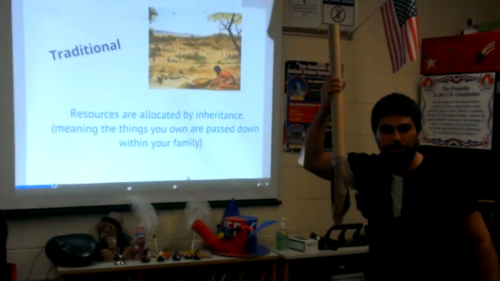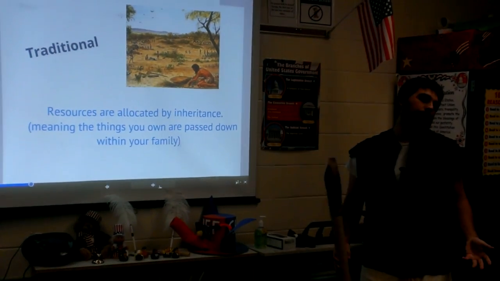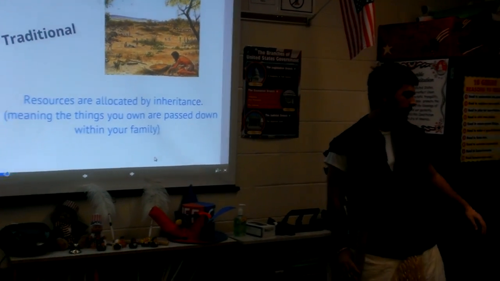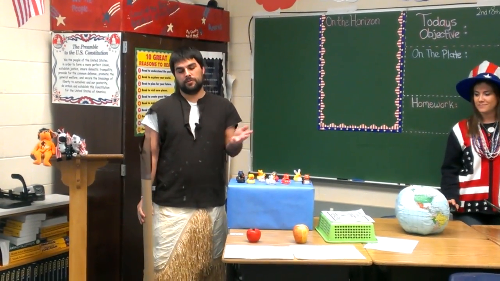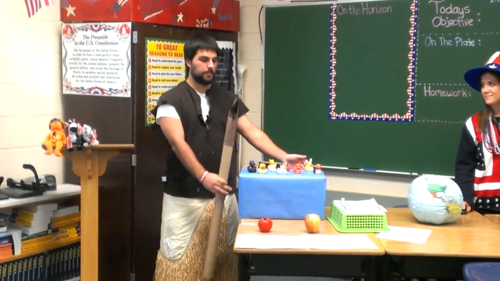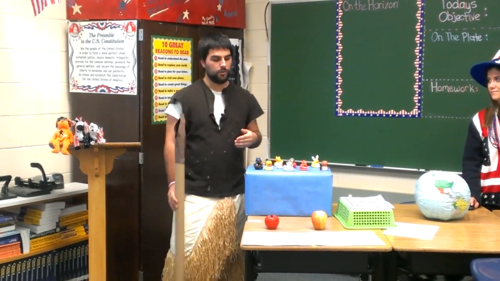Mr. Z represents traditional economy. What that means is you basically inherit the things that your family has. So for example, we have this duck pond over here. This is my family's duck pond. If my family disappears, they go bye-bye, it becomes my duck pond. That means it's mine. I will pass it on to my children, their children, and so forth.